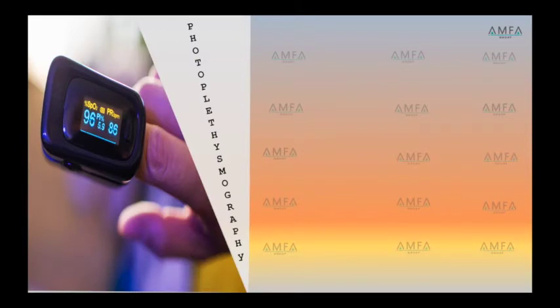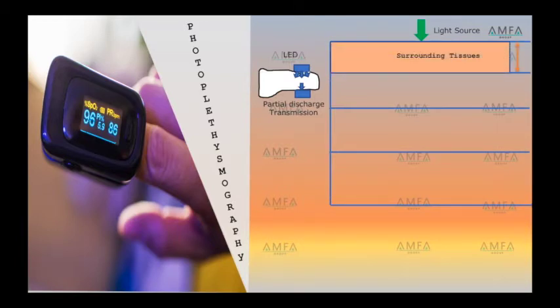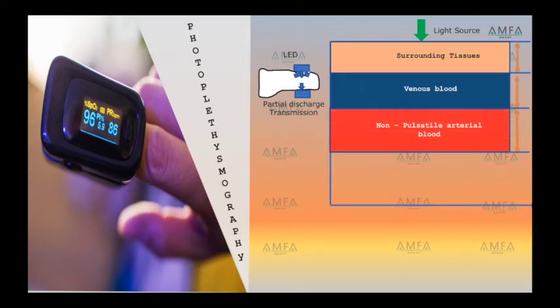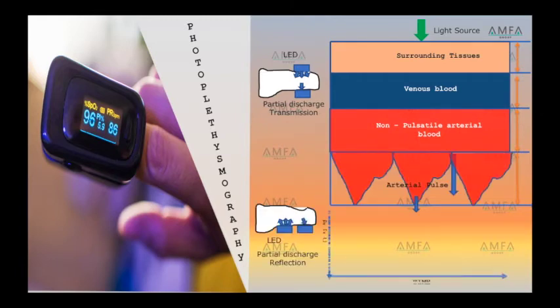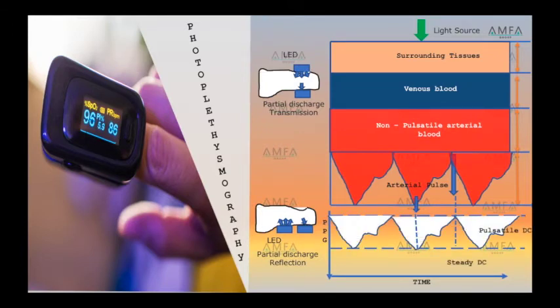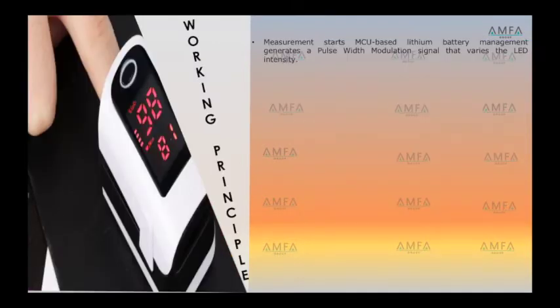When we do photoplethysmography, the light source is directed to the skin blood vessels and the surrounding tissues, the venous blood and the non-pulsatile arterial blood, which give a stable DC, while the arterial pulse is an AC signal. So the reflection for a PPG, photoplethysmography, ideally looks like this, a steady DC and a pulsatile AC. The working principle of the pulse oximeter: the measurement starts when the microcontroller unit based lithium battery management generates a pulse width modulation, PWM, signal which varies the LED intensity.